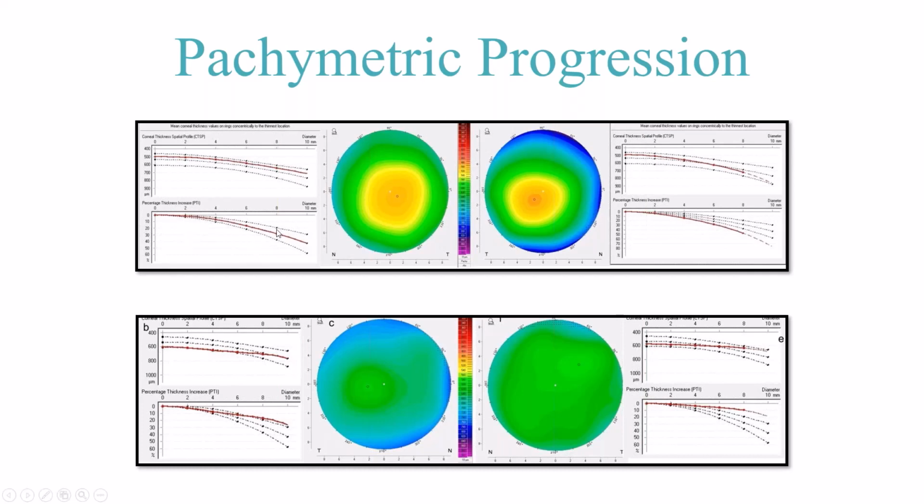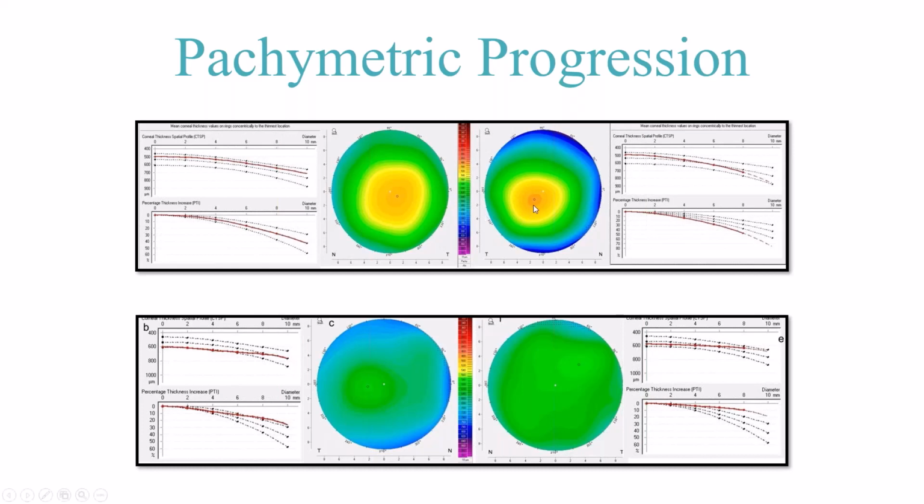And this is a 95% confidence interval, and it's the rate of change going from the thinnest point to the periphery. If you have a more rapid rate of change, the graph will go down. If you have a slower rate of change, the graph will be somewhat flat. And you can see this eye, the tracing is right down the middle. So this is an eye that's somewhat thin, but otherwise normal.